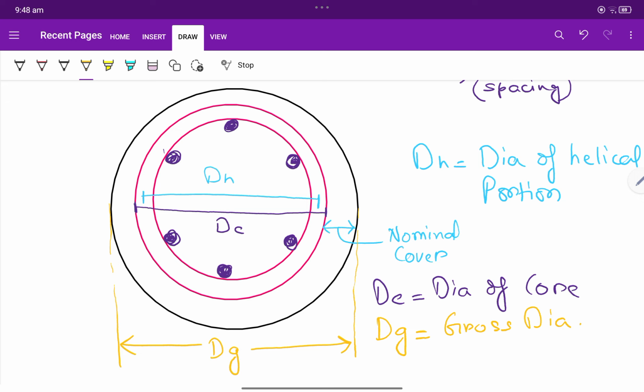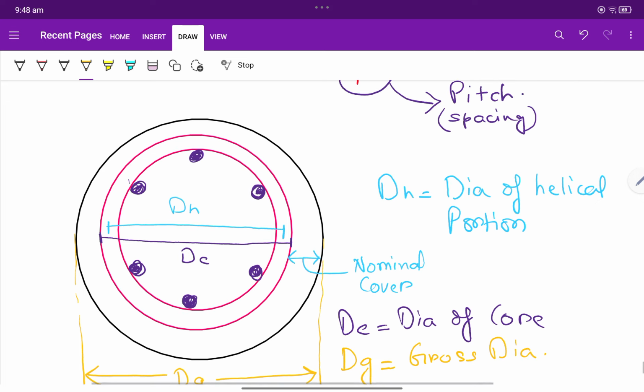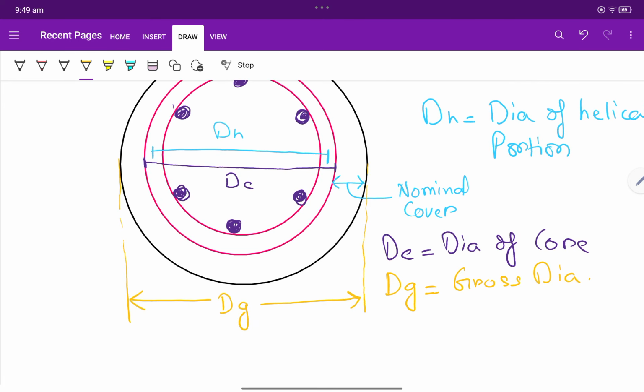Okay, so we will now see dg. dg will be given, so we will see how to find the dh and the dc. To find dc, we have to subtract from dg the nominal cover from this side and also the nominal cover from this side. So dc is dg minus 2 times the nominal cover.